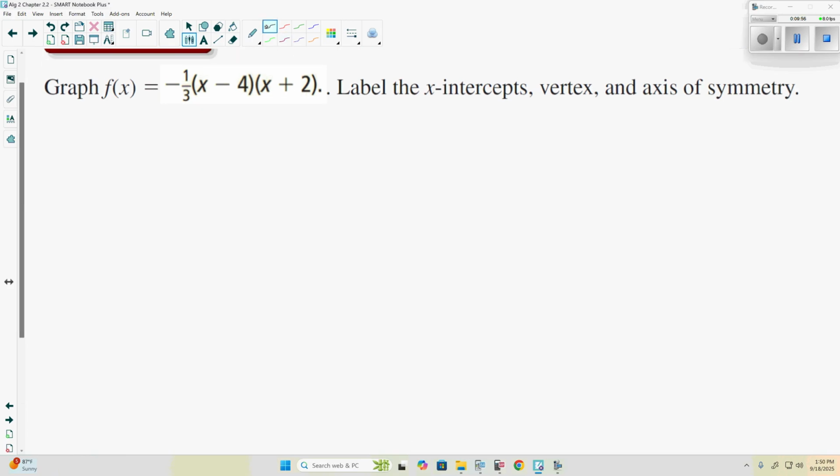Let's look at this one here. So looking at this here, what's the value of A? Negative 1/3. What's the value of P? It would be 4, but it would be positive, because since it's x minus P, it matches up with our x minus 4. P is 4. Q would be what? Negative 2, because the only way to go from x minus Q to x plus 2 is if that value of Q is negative.